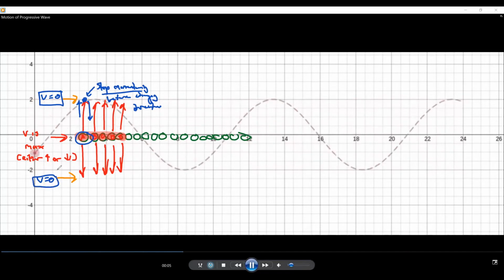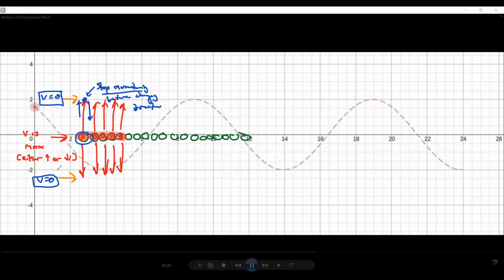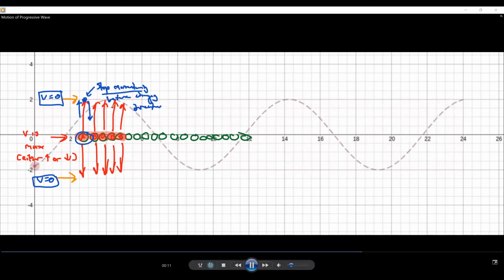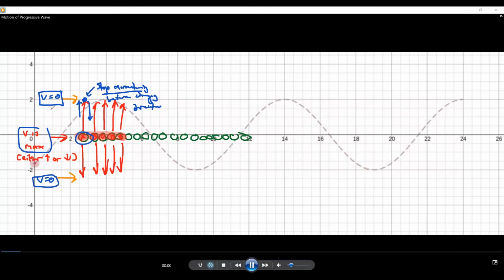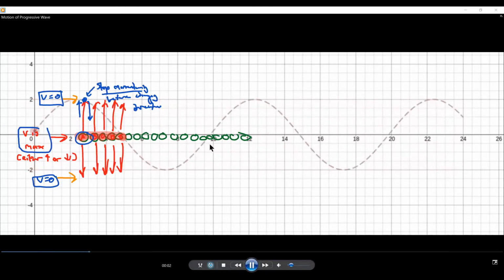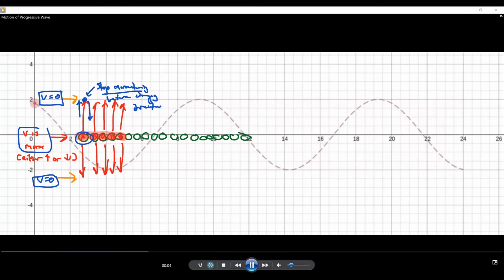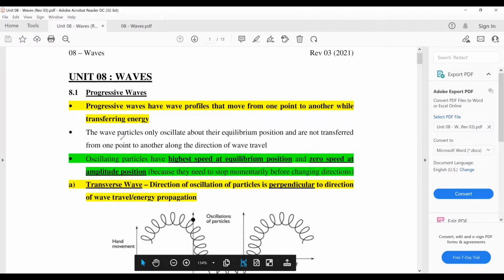So when it comes to wave, just remember this, whenever they ask you about the speed of the oscillating particles, it's always the same. At equilibrium, the velocity is max. At amplitude, the velocity is zero, okay? So that one is okay. Then after that, we move back to the notes. Okay, so if I move back to the notes, now for progressive waves, there are actually two types of progressive waves that you will need to know.